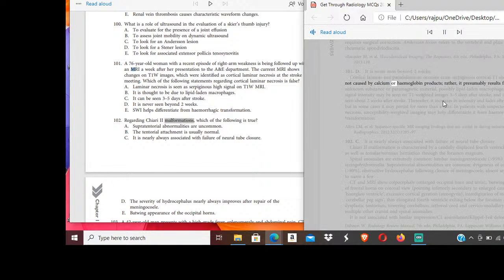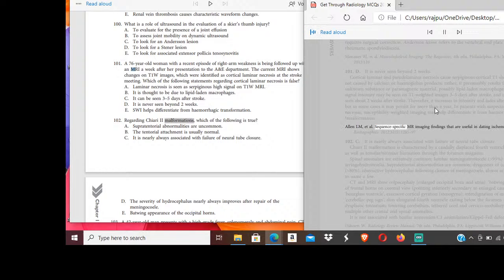Shortening, which is not caused by calcium or hemoglobin products. Rather, it presumably results from some other unknown substance or paramagnetic material, possibly lipid-laden macrophages. High cortical signal intensity may be seen on T1-weighted images 3-5 days after stroke, and in many cases it is seen about 2 weeks after stroke. Thereafter it increases in intensity and fades after about 3 months, but in some cases it may persist for more than a year. In patients with suspected cortical laminar necrosis, susceptibility-weighted imaging may help differentiate it from hemorrhagic transformation.